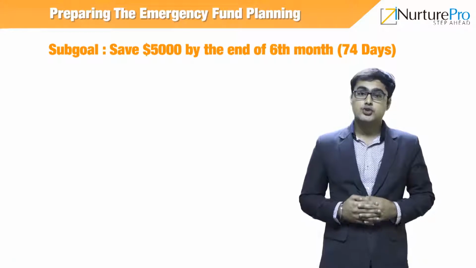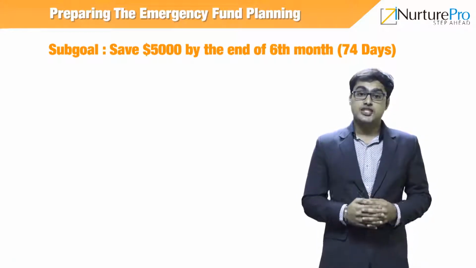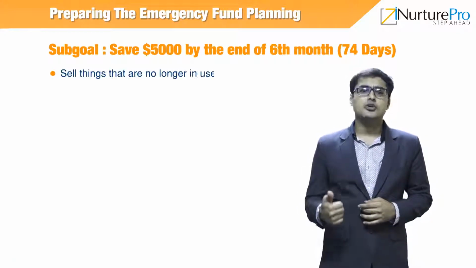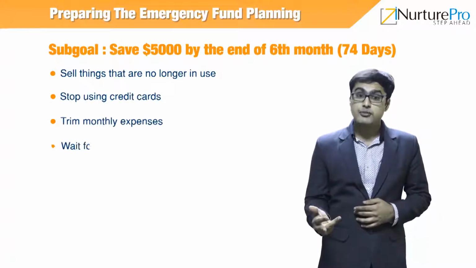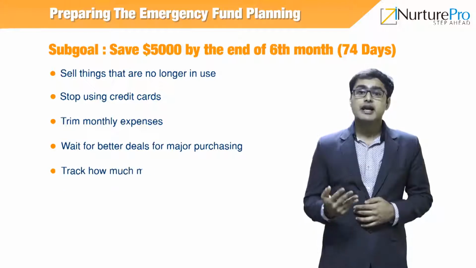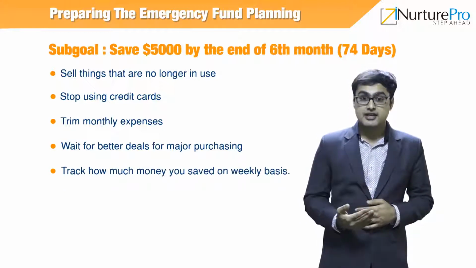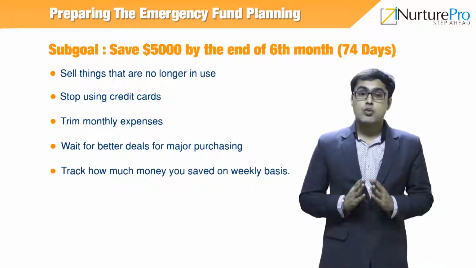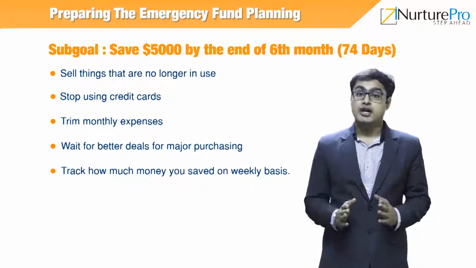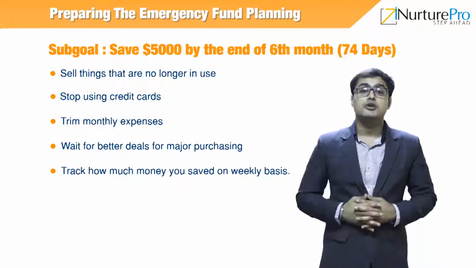During this time, you should follow these things to achieve your main goal. Sell things that are no longer in use. Stop using credit cards. Trim monthly expenses. Wait for better deals for major purchases. Track how much money you can save on a weekly basis. By strictly following these tasks, one can create a $10,000 emergency fund in 6 months, which can be helpful during emergencies.